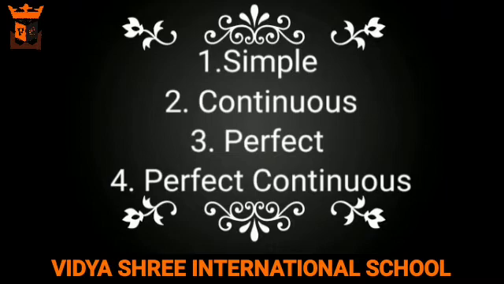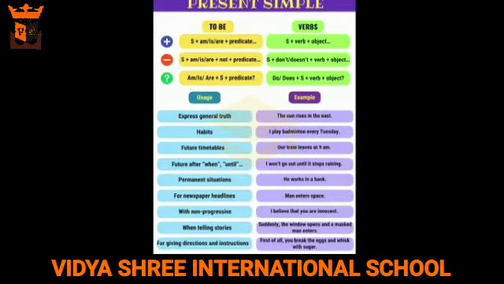Beginning with the simple present tense, in affirmative sentences, it is written like subject plus first form of verb plus s or es plus object. If the subject is singular, we use the s or es form of the verb, and if the subject is plural, we use the first form of the verb without s and es.